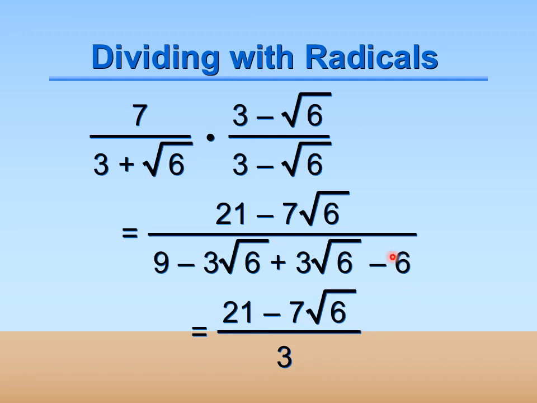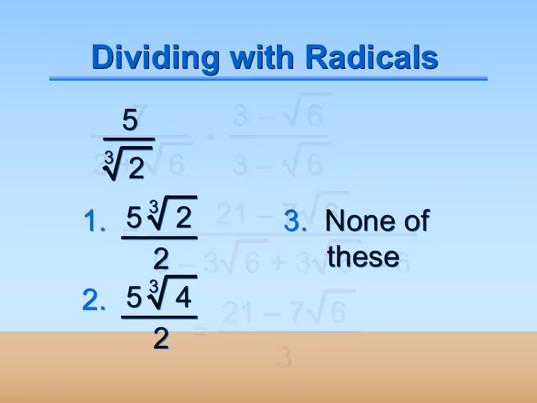And then these two terms here, the minus 3 square root of 6 plus the 3 square roots of 6, those cancel out, just leaving you 9 minus 6, which is 3. And so we have 21 minus 7 square roots of 6 over 3.